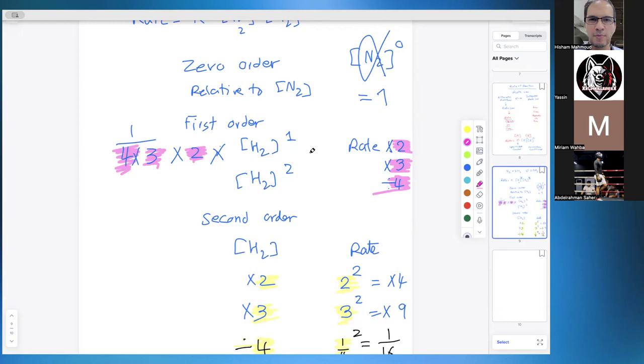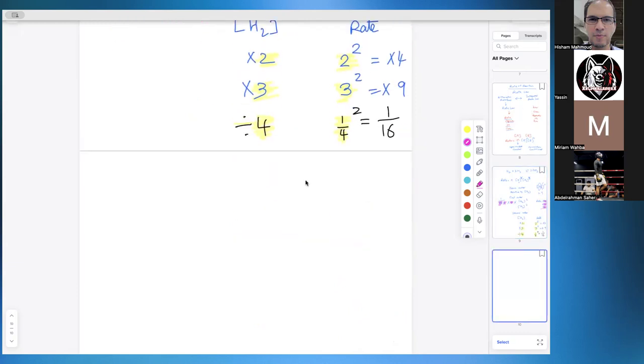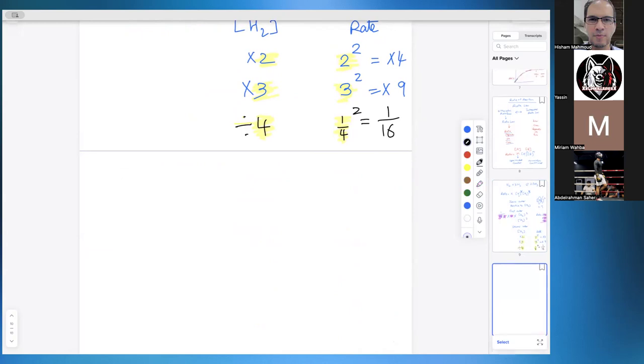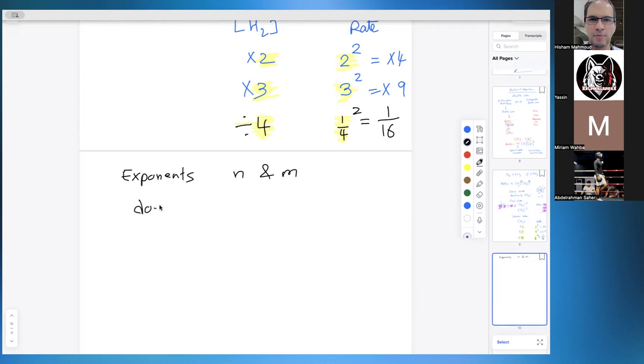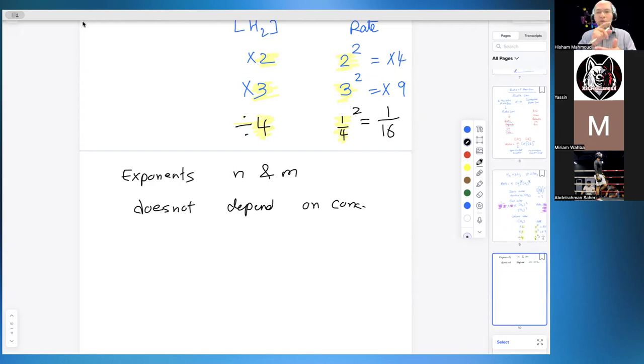Again, the exponent is independent of the concentration. Please remember this more and more. It is a very easy rule. The exponents that I wrote, like n and m, or whatever exponent, are independent. They do not depend on the concentration. Again, I am asking the same question: in what case can I find the exponent of the rate of the reaction from the coefficient?